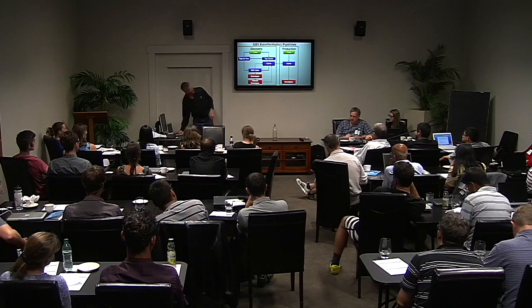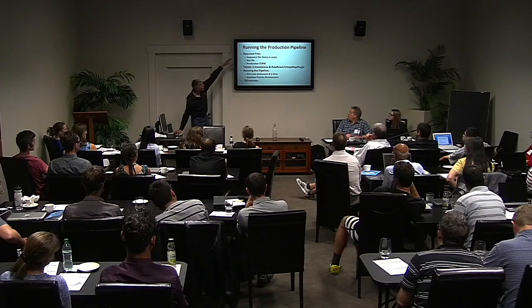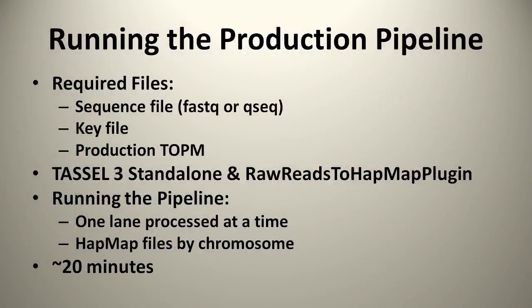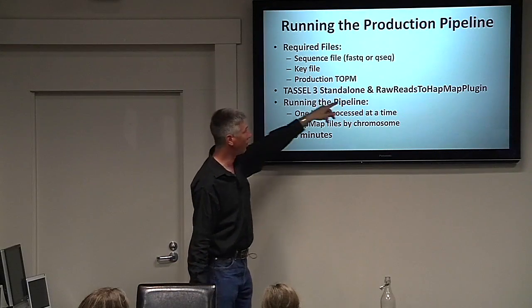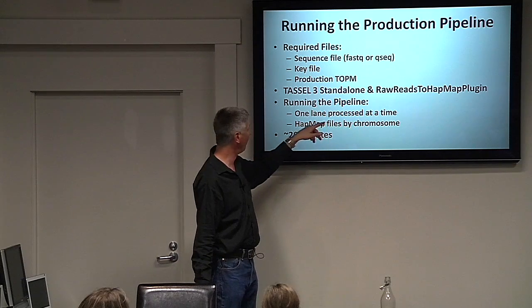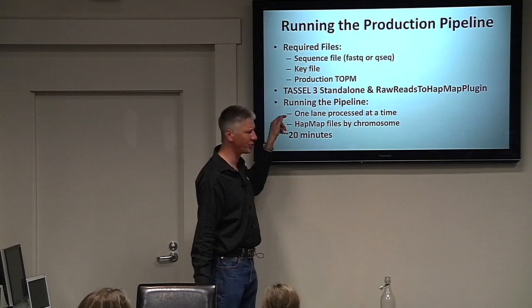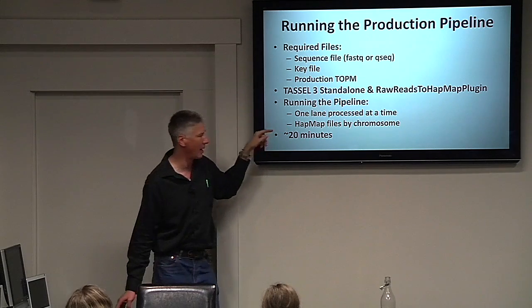So to run it, you need the sequence file, of course, a key file, obviously, and the production TOPM. And this stuff is still reasonably current: TASSEL 3 standalone and the raw reads to HapMap plugin. It was still one lane processed at a time, and HapMap files by chromosome.